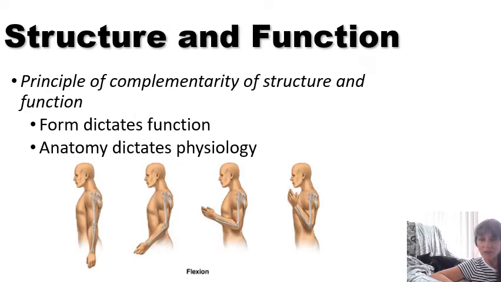In terms of how the human body functions, structure and function are interdependent. That's what they refer to when they talk about the complementarity of structure and function. The structure or form dictates how something can function. Imagine a square wheel versus a round wheel. A round wheel has better function. And anatomy dictates physiology in the human body.